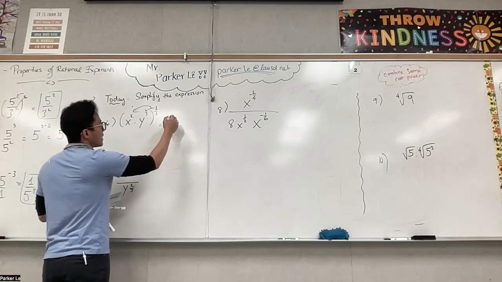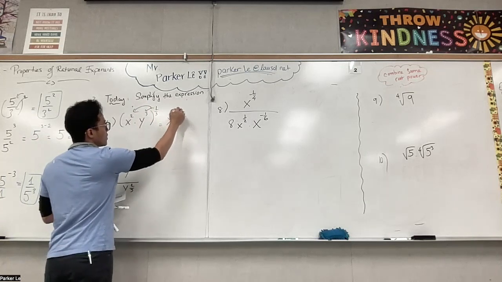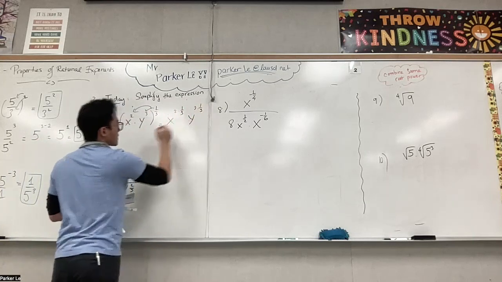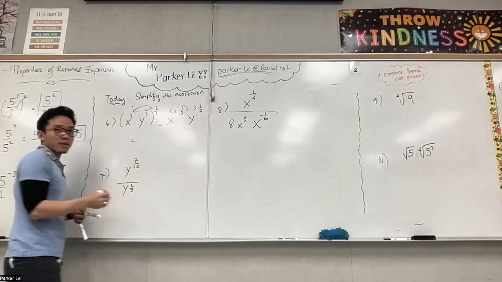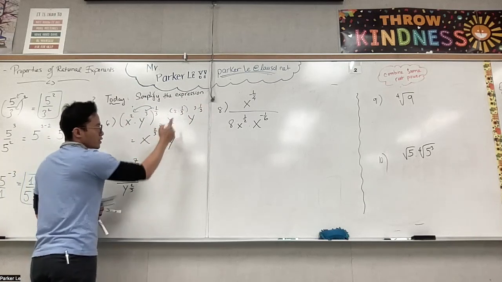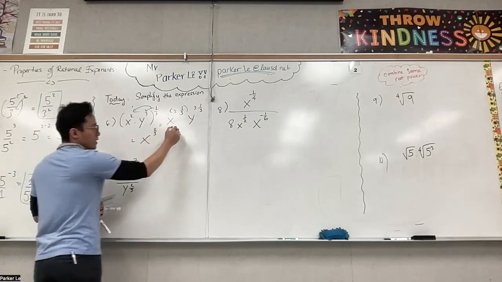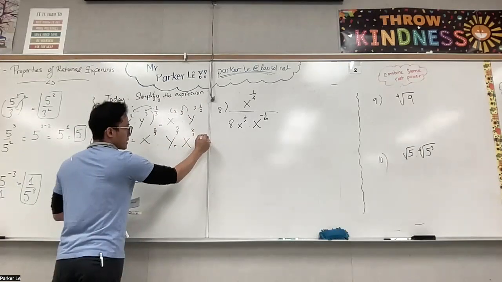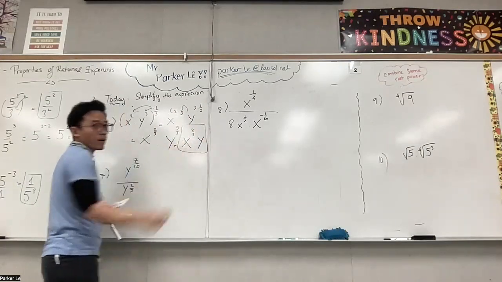Different bases. So I have x squared times 1/3 and y cubed times 1/3, right? So 2 times 1/3 is 2/3. 3 times 1/3 is 3/3. What is 3/3? 1. So y to the 1, but you don't really need to write 1.